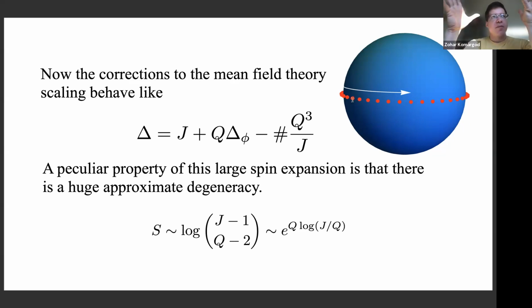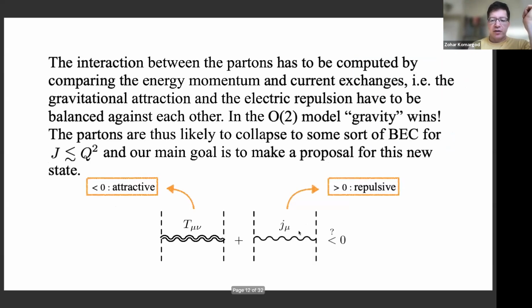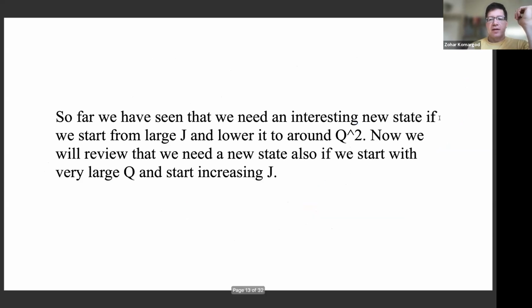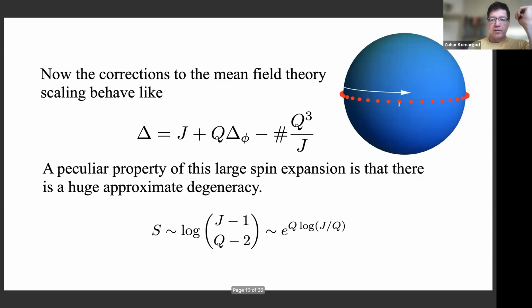So to understand if these partons are attracting or repelling each other, that might give you some clue about what happens when J is Q squared. You have to compare the exchange of the graviton and the exchange of the Coulomb force. And unlike this weak gravity conjecture, where people say that gravity is the weakest force, at least in the O(2) model, it's not true. Actually, gravity wins. And the partons are attracting each other.